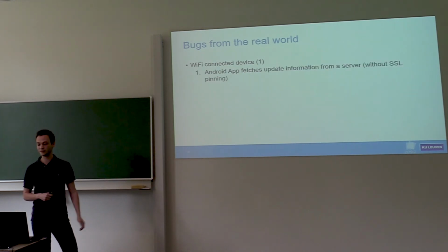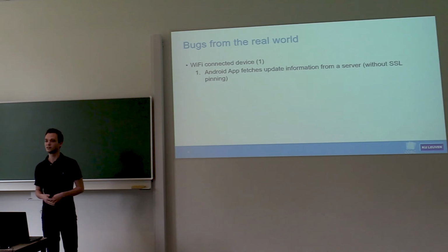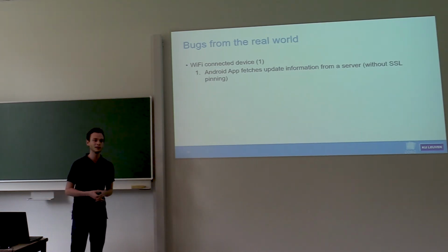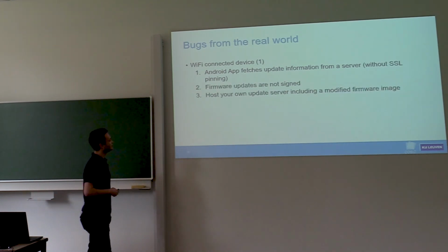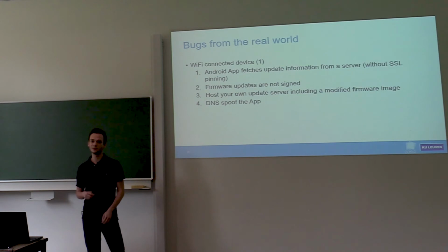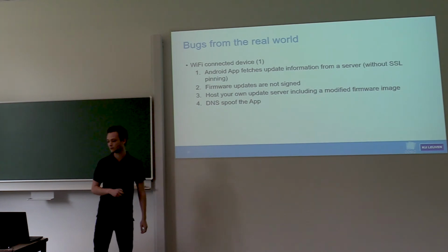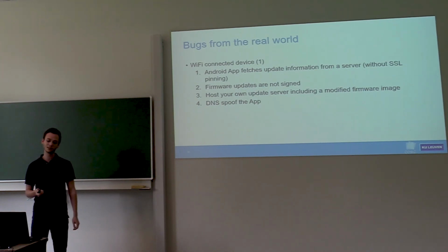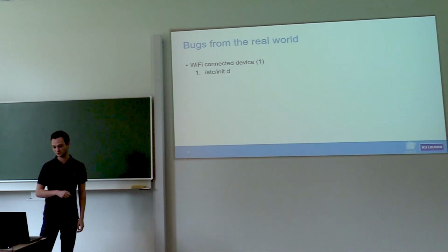So this was a Wi-Fi connected device. It has an Android app to talk with the device, to control it. What the app does is fetch a config file from a remote server that contains all of the update URLs. I think we've mentioned SSL pinning during the course this week. This app did not have SSL pinning, and the firmware updates are not signed. So you can make your own update server, make your own version of the firmware, DNS spoof, the app will download your config file and will send your malicious update to the device. I cannot tell you which brand of device it was because of the rules, but it's a brand you all know, so it's not that difficult to find this type of bug.